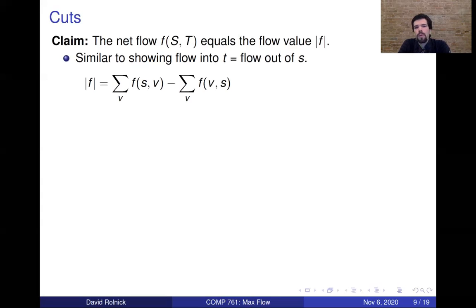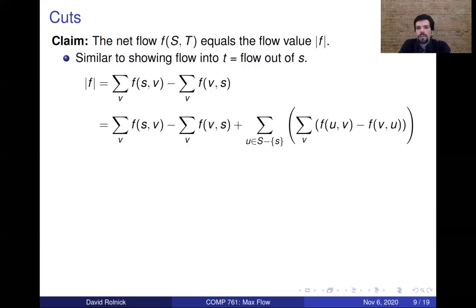So remember before we showed that the flow into T is the same as the flow out of S. And so we know that the value of the flow is equal to this. We know that the net flow into or out of any vertex that isn't S or T is going to be 0. So we can just add some 0 to what we have here. Each one of these things is 0, because we're just summing over U in S with the exception of the vertex S itself.